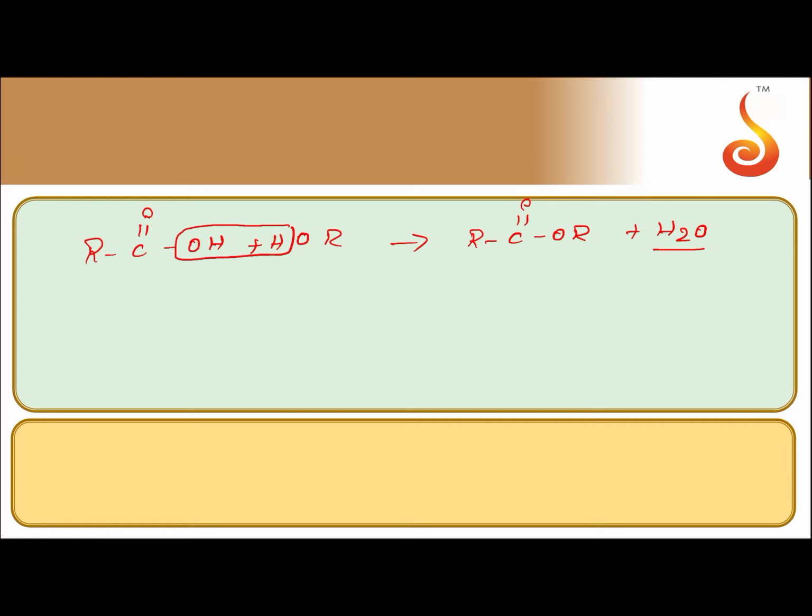H of water comes from alcohol and OH of water comes from carboxylic acid. Again I am repeating, in esterification reaction, carboxylic acid reacts with alcohol to form ester and water. During this process, one water molecule is eliminated. In that water molecule, H comes from alcohol and OH comes from carboxylic acid.